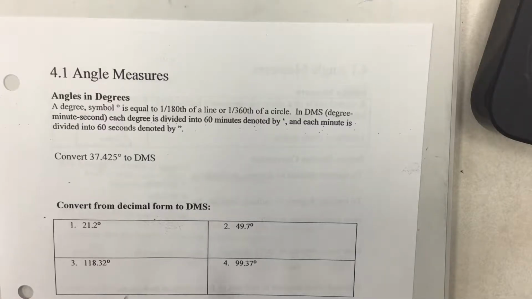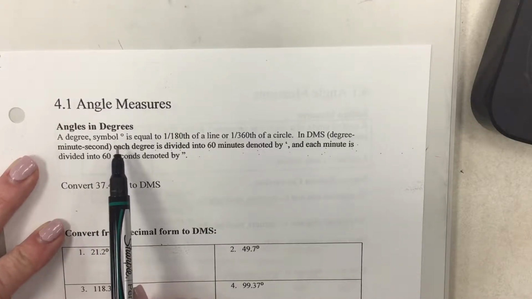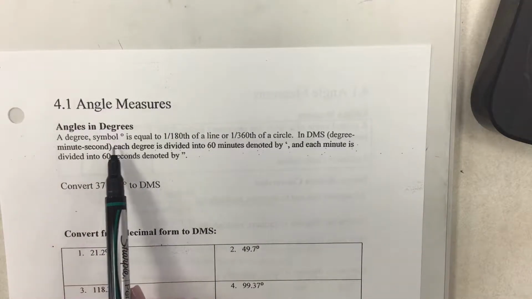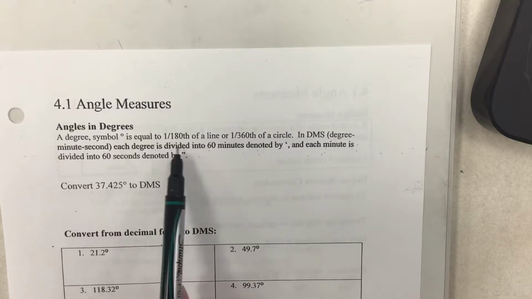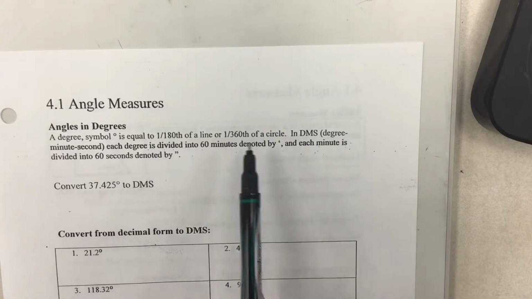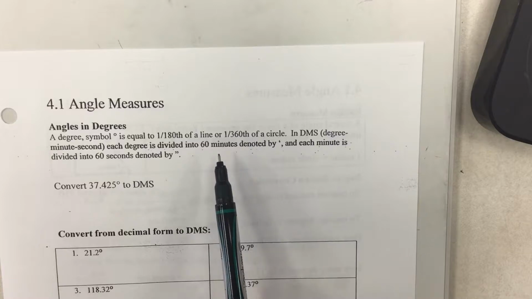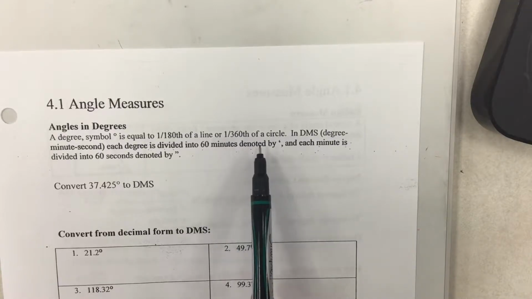Okay, so at the top, it's just giving a definition that the degree is this symbol, okay, we've been there, seen that, and it's equal to 1/180th of a line, or 1/360th of a circle. Just a line is 180 degrees, a full circle, if you guys remember last year, a lot of talk about the unit circle, 360 degrees.